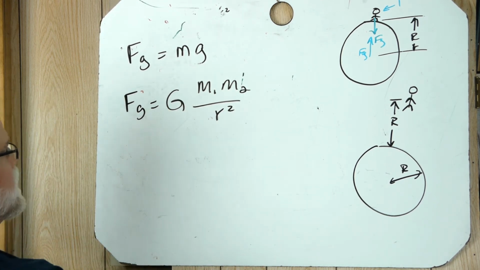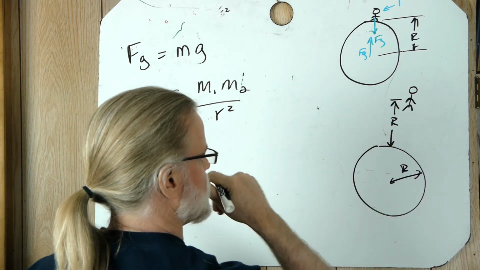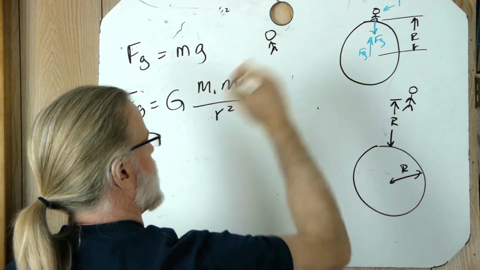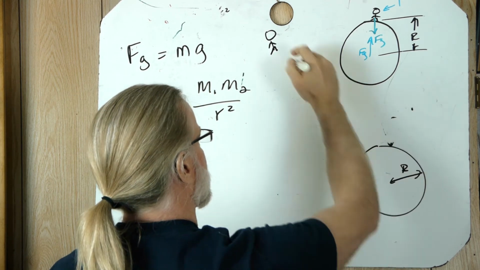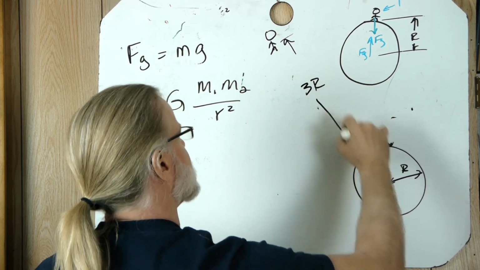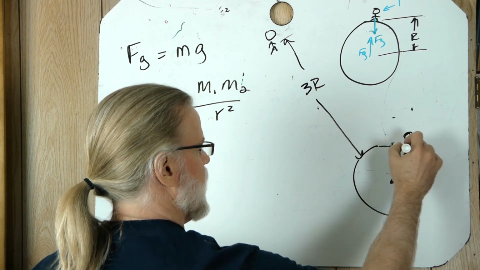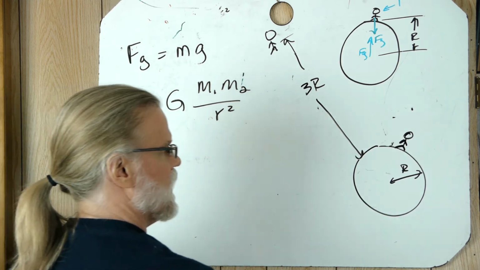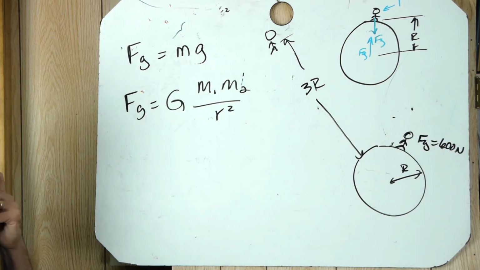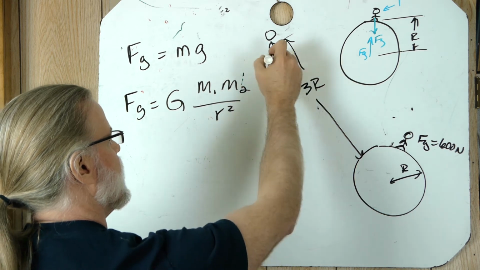Now, let's take a look at another problem. I know you did one like this in your notes, but let's review. Let's take a look at this situation. I'm going to draw our person out here. Rather than having them r away, let's say they are 3r above the surface of the Earth. When the person is on the surface of the Earth, they have a weight of 600 newtons. What is the person's weight in this position?